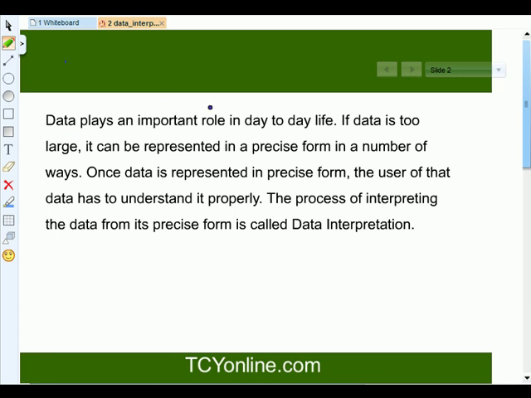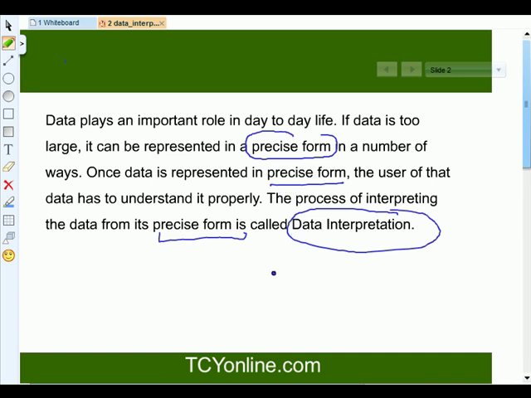Data plays a very important role in day-to-day life. Now if this data is very, very large, then it can be represented in a very well precise form in a number of ways, like we have bar graphs, circle charts, line plots, etc. Once this data is represented in precise form, the user of that data has to understand it properly. The process of interpreting the data from its precise form is thus called data interpretation. So now let's talk about data interpretation and let's solve a few of those questions.